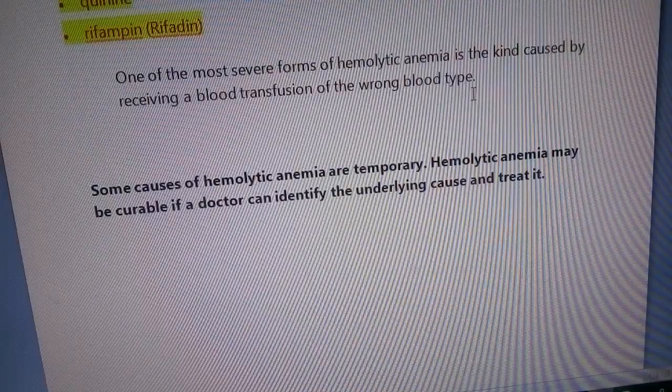Some causes of hemolytic anemia are temporary. Hemolytic anemia may be curable if a doctor can identify the underlying cause and treat it.